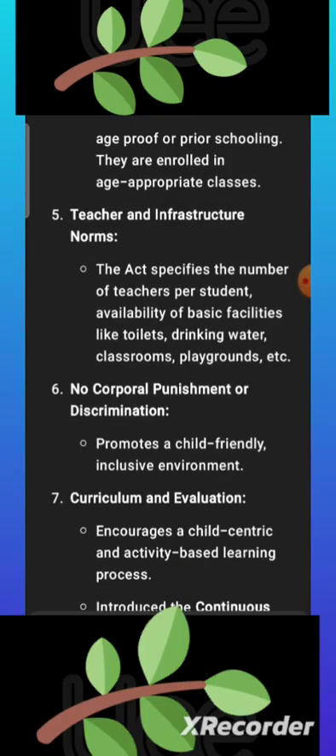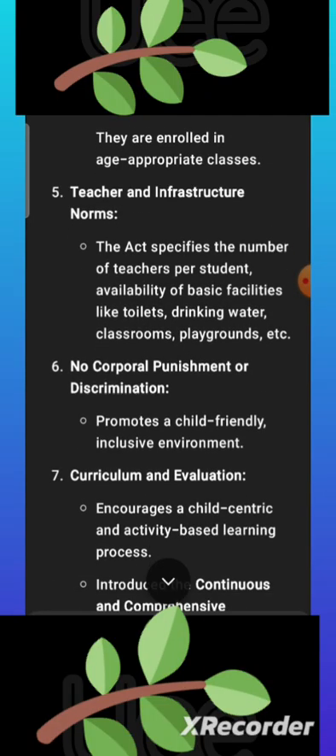Teacher and infrastructure norms. The Act specifies the number of teachers per student, availability of basic facilities like toilet, drinking water, classroom, playground, etc. No corporal punishment or discrimination. Promotes a child-friendly, inclusive environment. Teacher-related provision. Teachers must be qualified and professionally trained. Regular assessments of teacher performance.